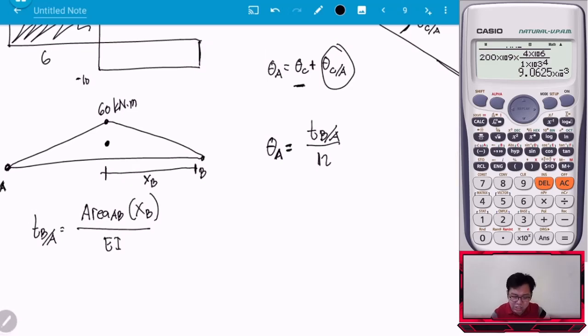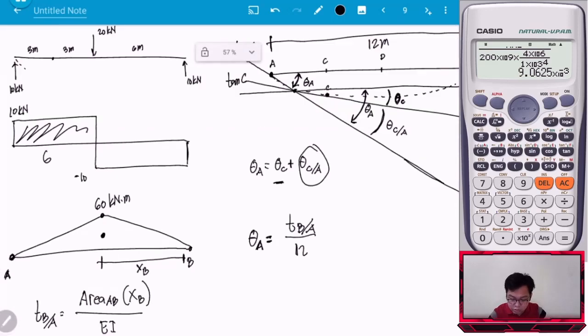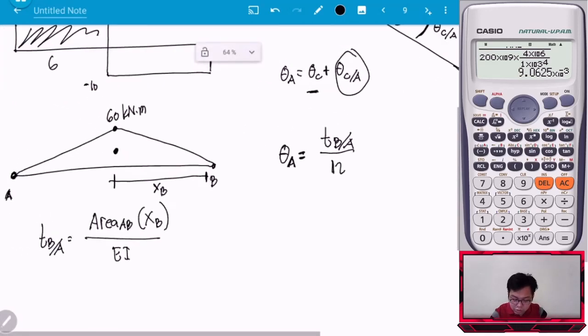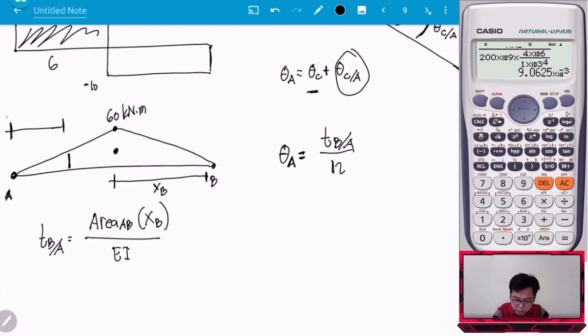Ano yung C to A? That's just the area from C to A, no? Asan yung C natin dito? Dito yung C. Okay, so ito yung point C. So, the area from C to A, ito yun. Ito yung area from C to A. Yan. Ito kasi yung A.